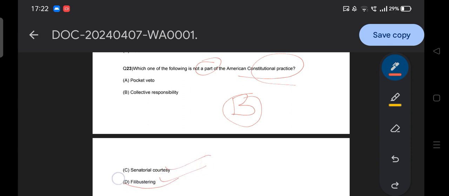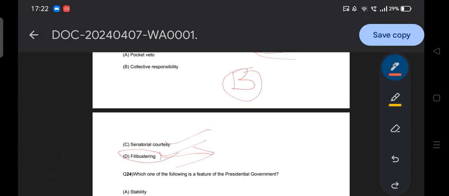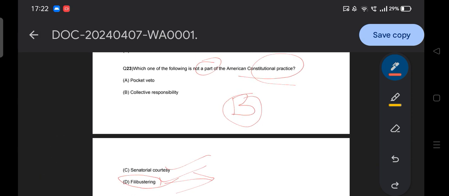Okay, filibustering means what? Delaying the vote. Delaying the vote means providing too much speech but not coming to the position of the vote. Okay, that is filibustering. So collective responsibility is not related to America. So we need to understand the constitutional practice of each and every country, its features and its elements, we need to cover.